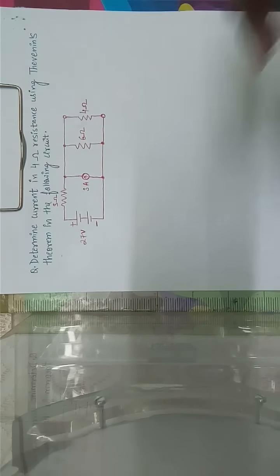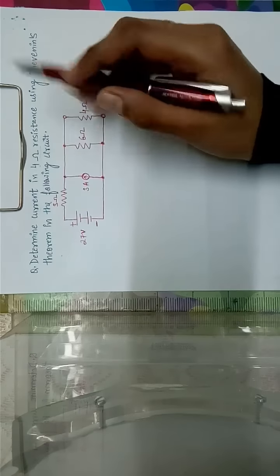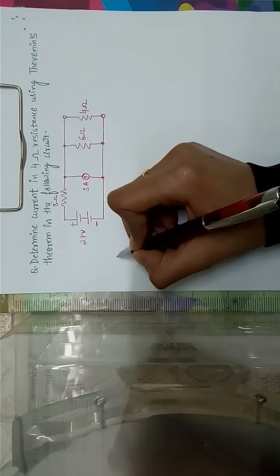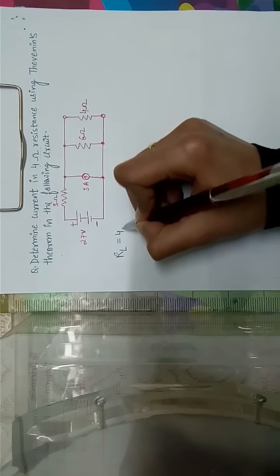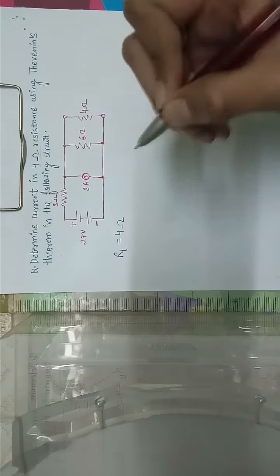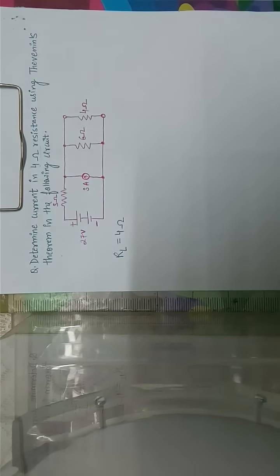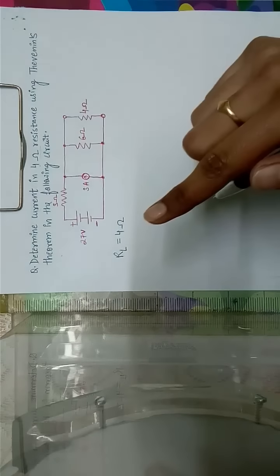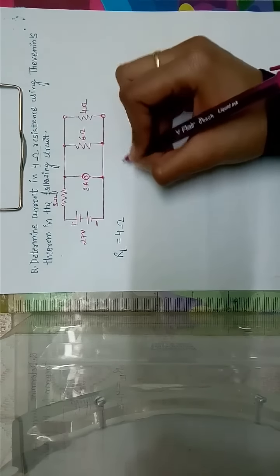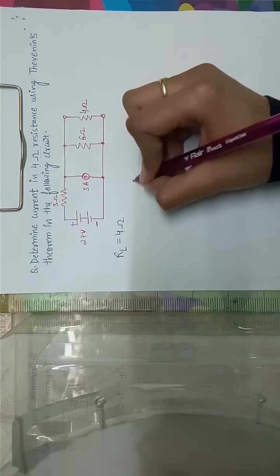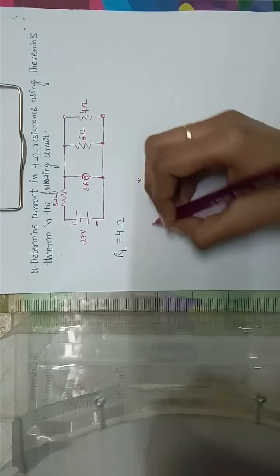Now, the load resistance is the one across which you want to find that current. Over here in this question, you can see that the load resistance is 4 ohm as specified. So, the first thing that we know over here is that load resistance is 4 ohm. Now your first task over here is to remove this. So our circuit will become something like this.